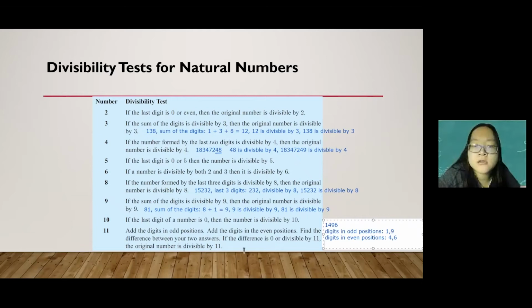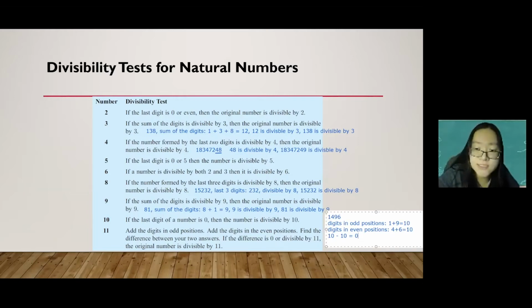Then you add them together. So this one is 10, right? And then you add these together and it also gives me 10. Then we take their difference, so you subtract one from the other. Oh, typo. And if the difference is 0 or divisible by 11, the original number is divisible by 11.